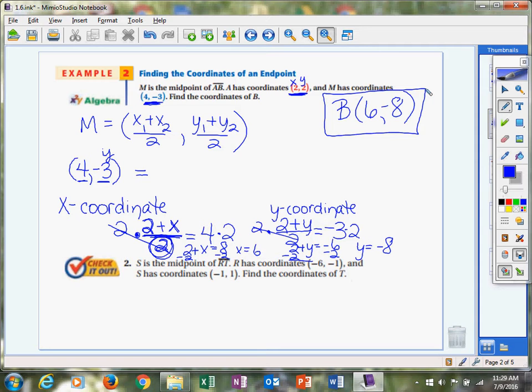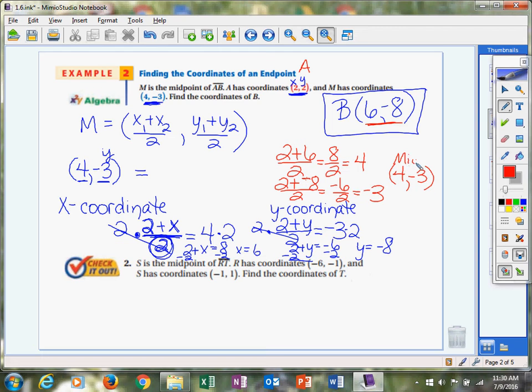Now you can check this. I can change colors to check it. If you just want to check A and B again, here's A, here's B, and you can add them up. Add up the x's: 2 plus 6 divided by 2, that's 8 over 2, which is 4. Then do it again for the y: 2 plus -8 over 2, 2 plus -8 is -6, and -6 over 2 is -3. So here's your midpoint, (4, -3). This is a great way to check that my midpoint is (4, -3), so that missing coordinate has to be (6, -8). I double checked it.